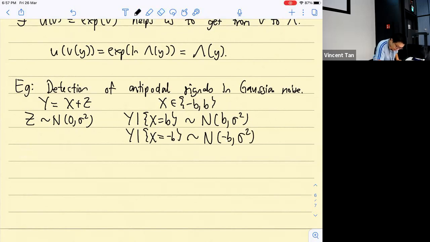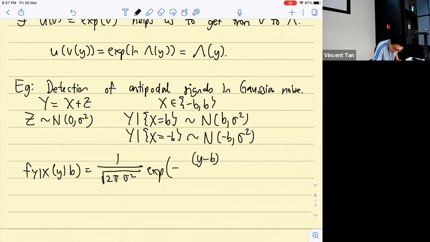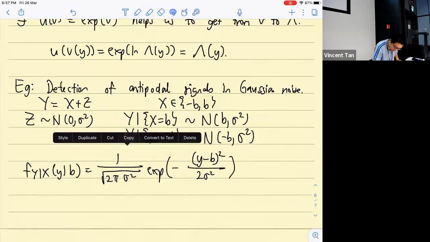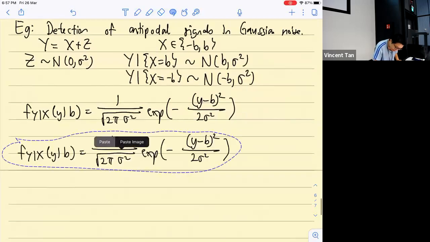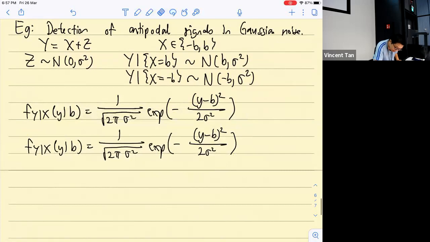So now we can write down f of y given x carefully. And this is nothing but 1 over square root 2 pi sigma squared, e to the minus (y minus b) squared over 2 sigma squared, this Gaussian thing, right? Okay, so this is the case for the hypothesis x is equal to b. And to save my writing, we can copy and paste here. And now for the case where x is equal to minus b, we have plus here.